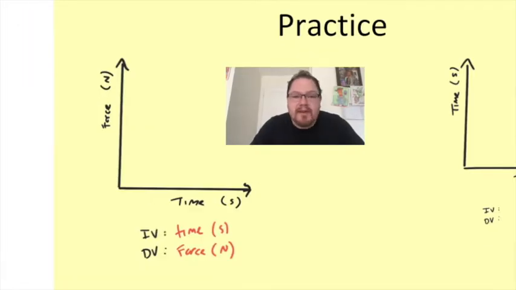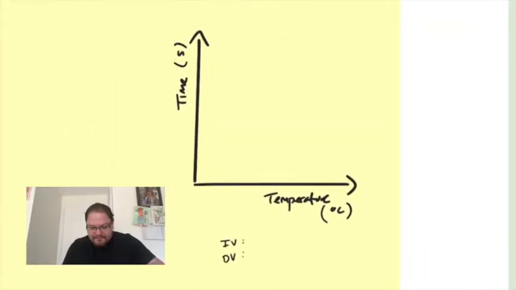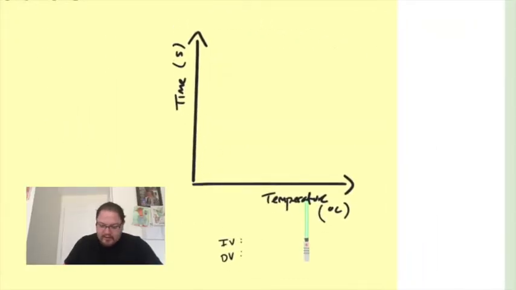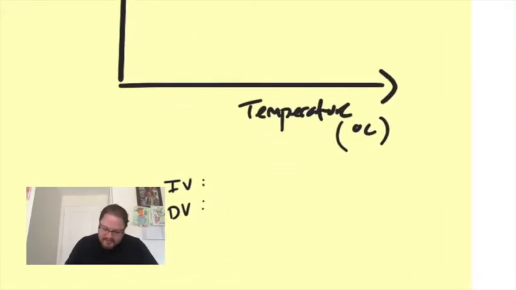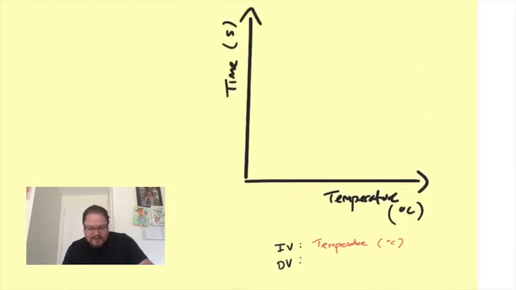So let's do some practice here. As you can see, not going to spend a lot of time on this. The bottom of my graph is time, so that's my IV, and the side of my graph is force, which is my dependent, the thing that I'm measuring, okay? Let's do that over here. Let's move over. On the bottom, what have I got? Temperature. So I'm going to just write temperature in there. Try not to press any buttons. Temperature in degrees Celsius. And what was on the side? Time.